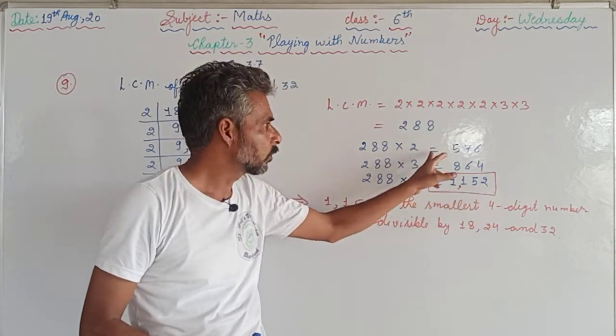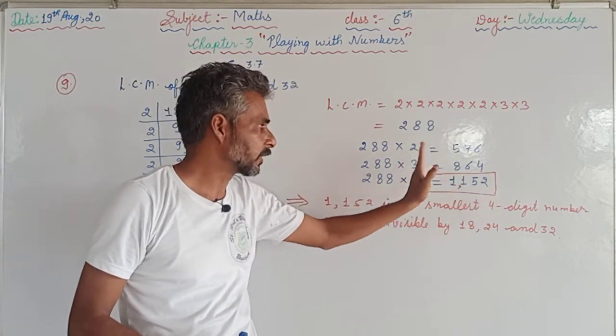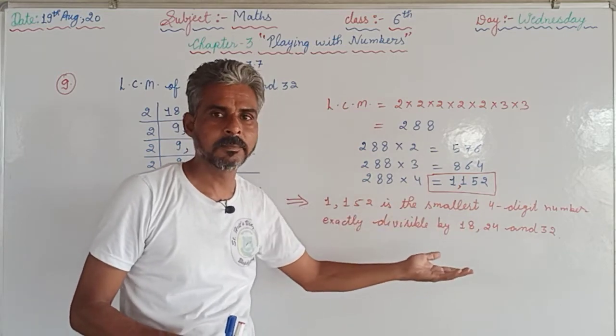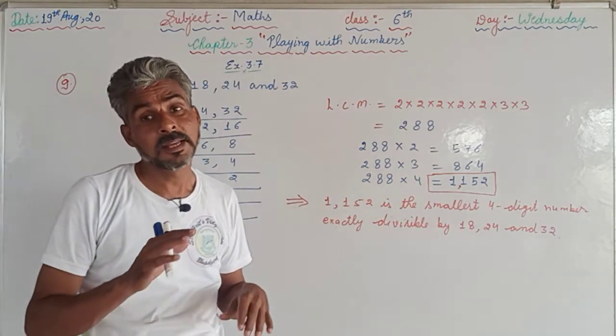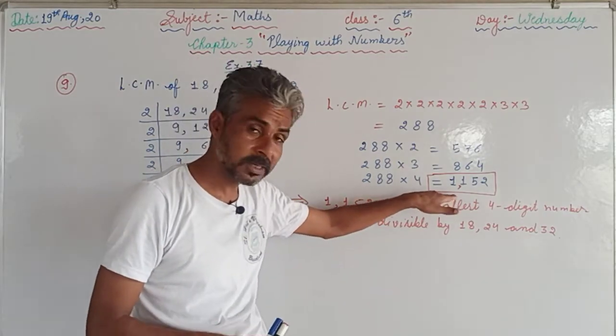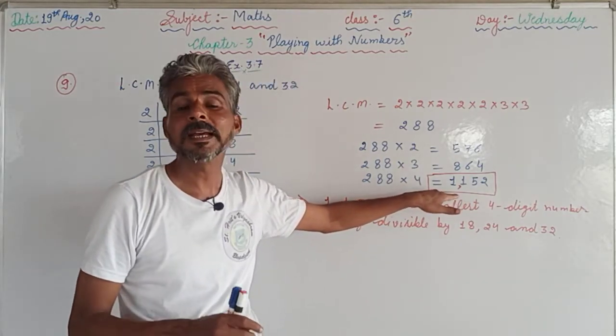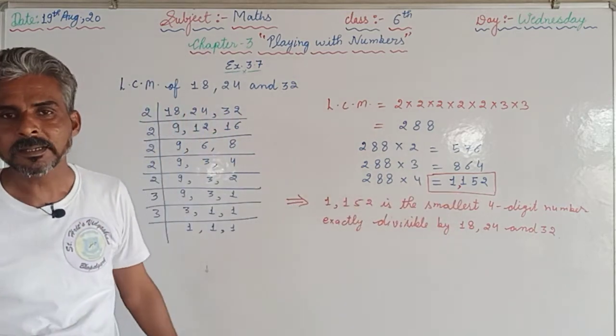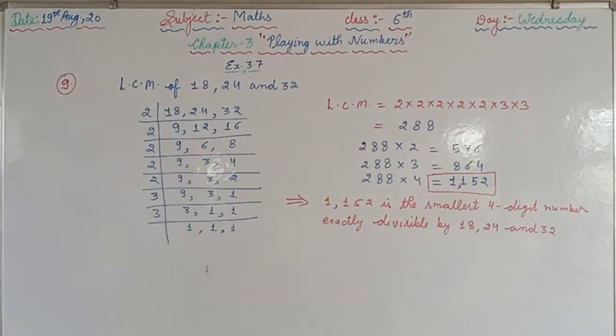We multiply by 2, we got a 3-digit number. We multiply by 3, still we got a 3-digit number. We multiply by 4, at that time only we got the 4-digit number. So that's why this is the smallest 4-digit number which can be exactly divisible by 18, 24 and 32. So this was question number 9.